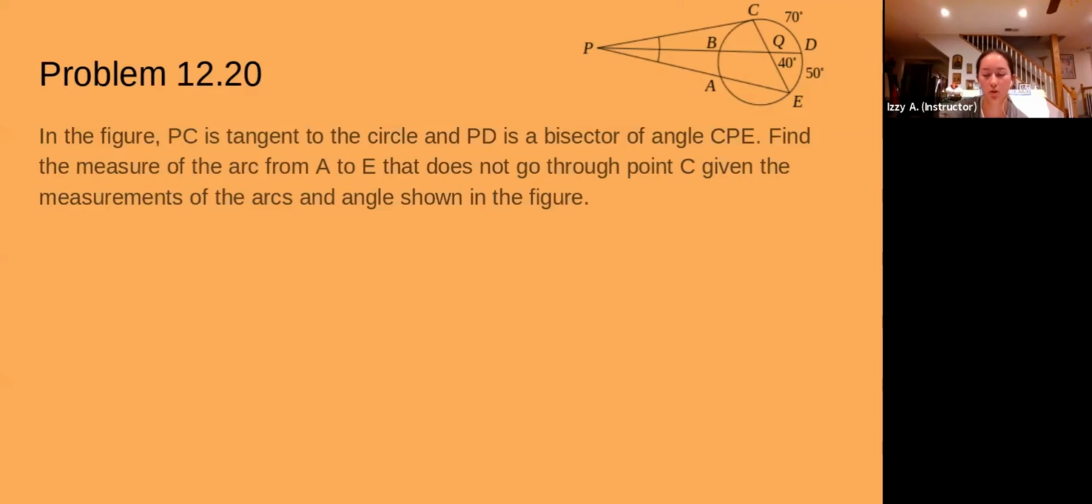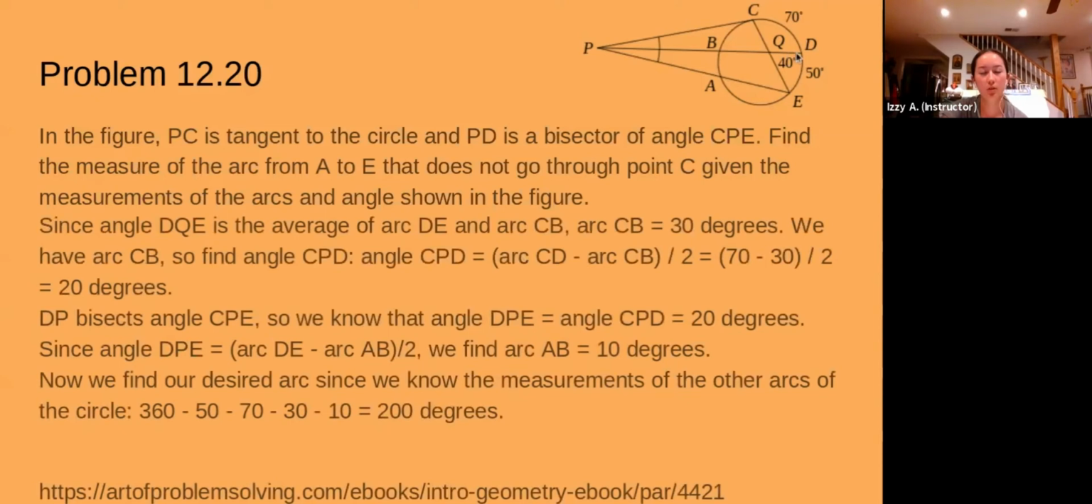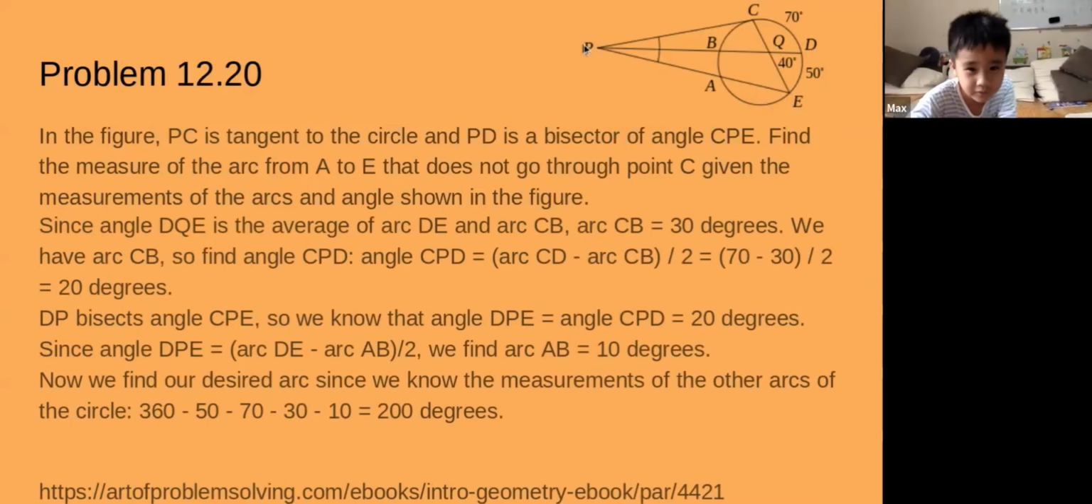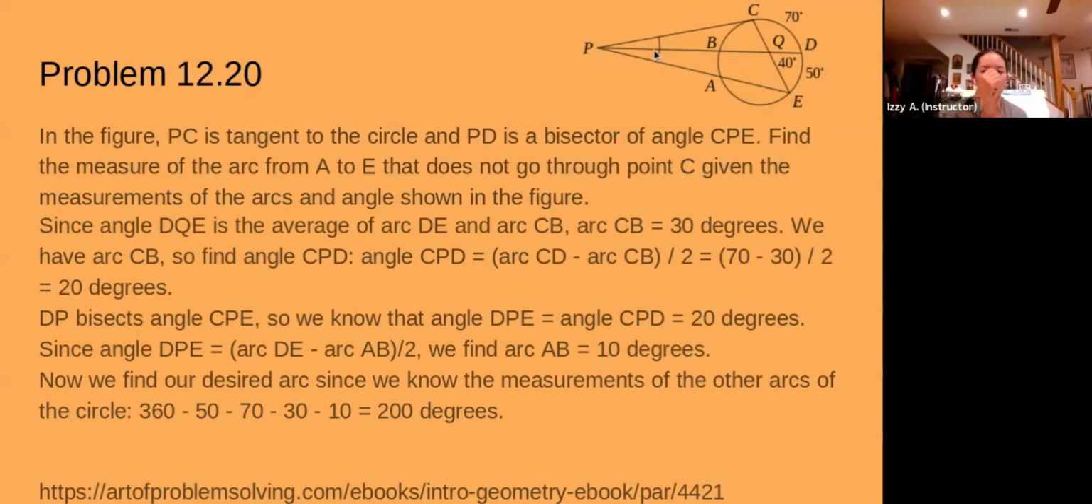Okay, we can go over this problem together. Okay, so since angle DQE, can I ask you a question? Yes. What does bisector mean? So a bisector, PD is the bisector of angle CPE. That means the segment PD splits angle CPE in half, so the two new angles that are formed, CPD and DPE, are equal to each other.